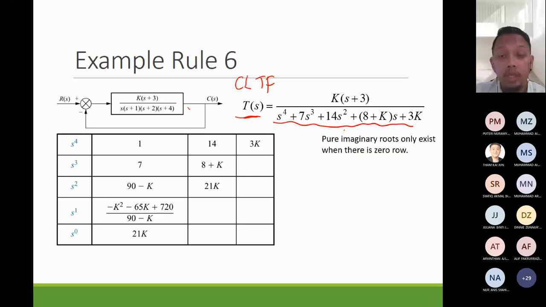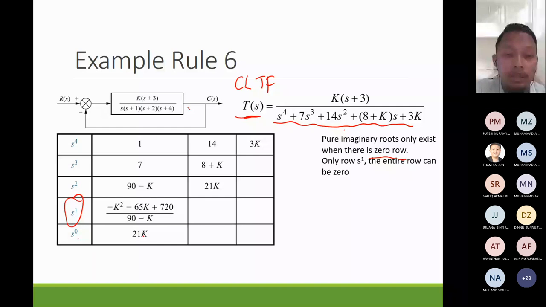Then the pure imaginary roots, or the J omega axis, can be determined when there is a zero row. So for a zero row, the only row that can be zero is row S1 here. Why? Because if you take S0, then to make this zero, K equals zero. You don't want K equals zero, because basically that's no gain.